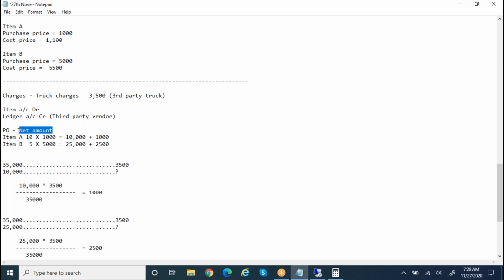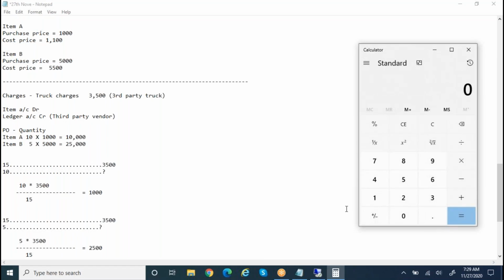Now the next one is quantity based. In this case, 3,500 for 15 quantity. Total 15 quantity is 3,500, and for 10 quantity what is the price? So 10 multiplied by 3,500 divided by 15. This is the method calculation. For 5 quantity, what is the amount? So it is 5 multiplied by 3,500 divided by 15. Let me calculate this first and then we'll verify that the same is coming or not.